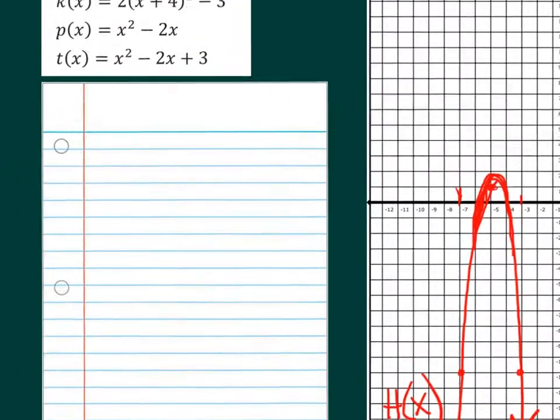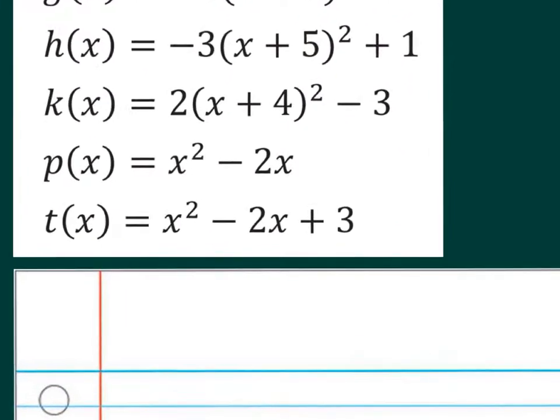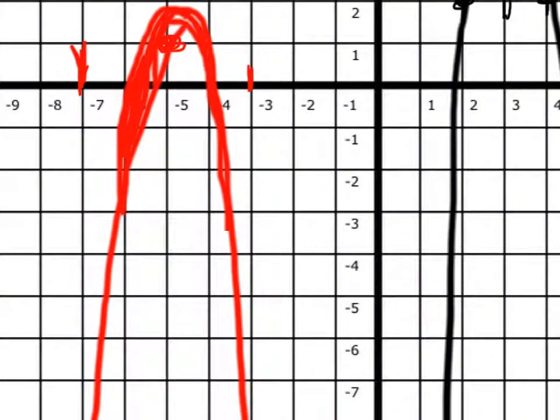The next one we're going to look at is k of x. What's the vertex? -4, -3. -4, -3 is the vertex. Okay, so we'll go back 4 and down 3. We'll do this one in green. Back 4, down 3 is right here.